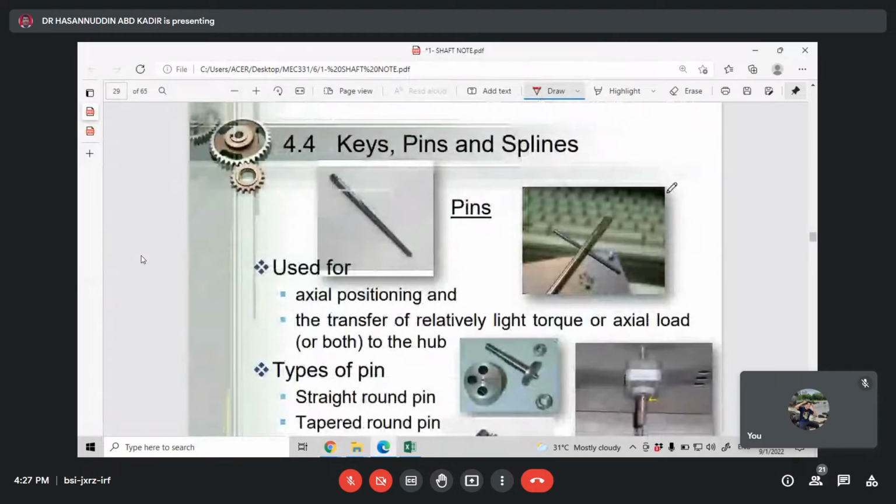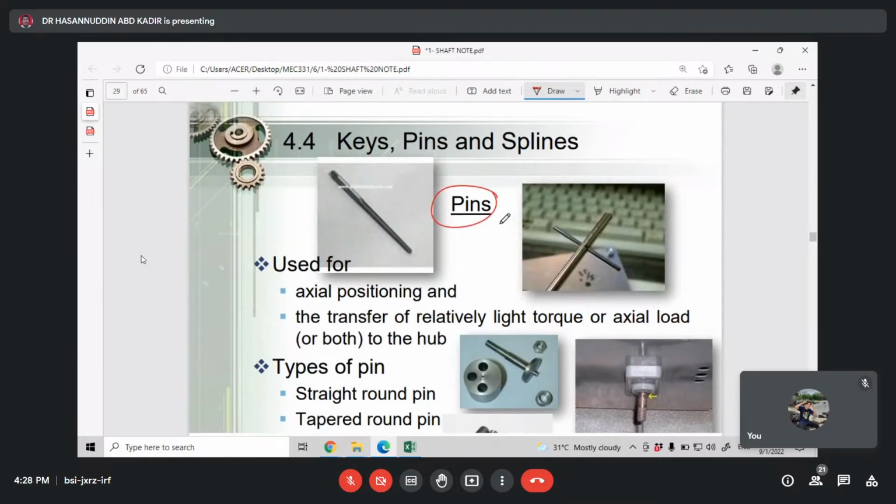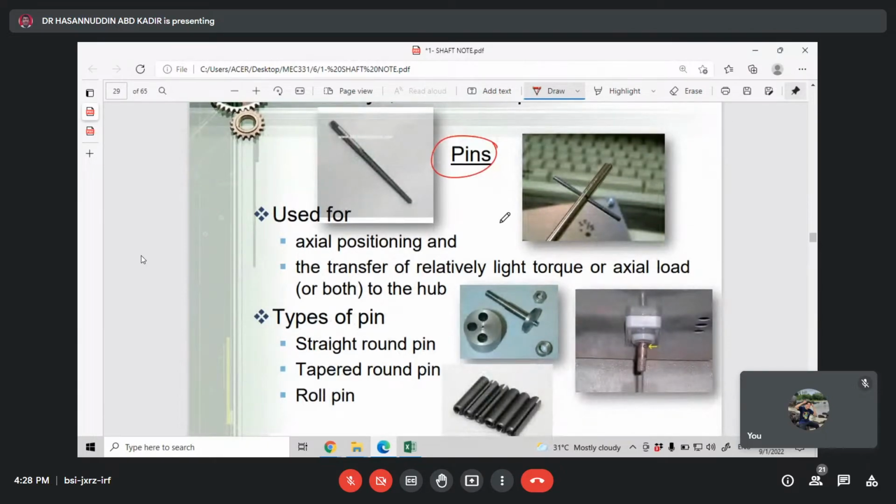Okay. So tadi kita ada key, ni kita nak study on the pins pula. Okay, pins. So pins ni normally untuk axial position, dia macam ni lah. Okay, they have a shaft here. Then you need to put your pin here. Ada lubang lah selalunya bahagian sini. The shaft tu dia ada lubang. Kalau untuk shaft ni, untuk pin dia ada lubang bahagian sini.